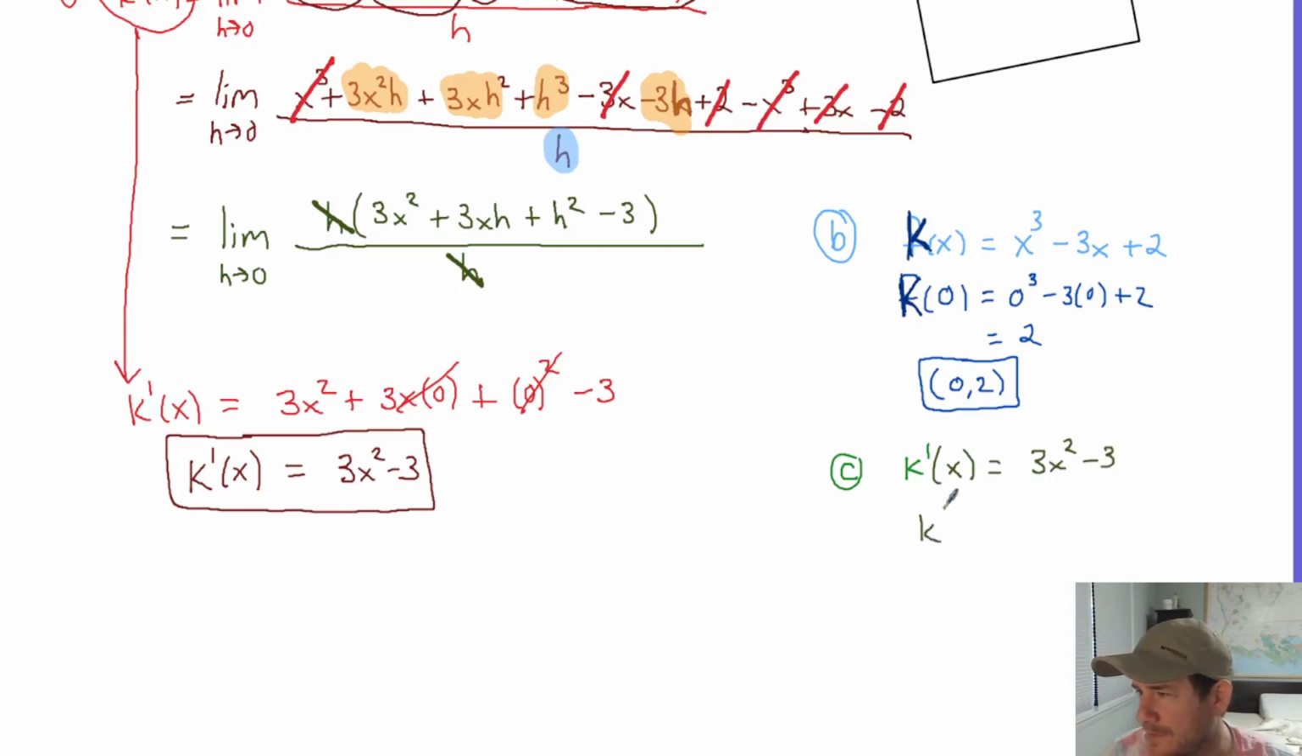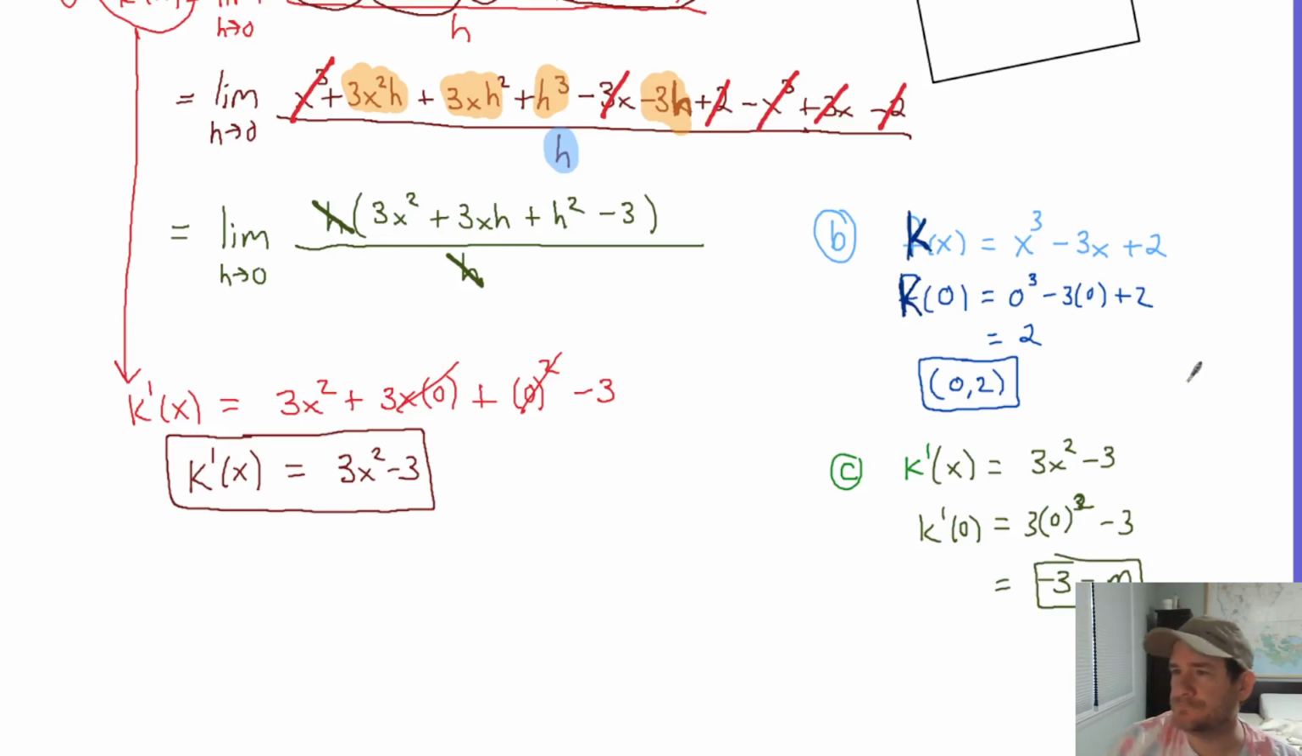And we're after k prime of 0. So we're getting 3 times 0 squared minus 3. So negative 3. And again, that's our slope. So that's a couple more steps down.